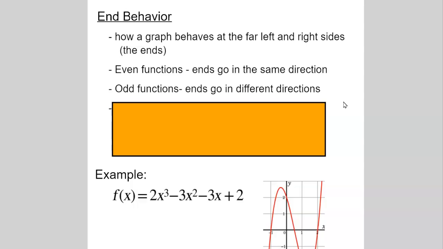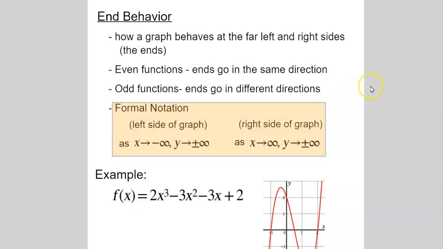Same direction, different directions. The way we write this is we talk about x and y going to positive or negative infinity. If you think about the left side of the graph, your x-axis is going towards negative infinity, right? It's going to the negative numbers on the left side. So as x approaches negative infinity, your y will either approach positive or negative infinity. If it's going up, y is going to positive infinity. If it's going down, it's going to negative infinity.